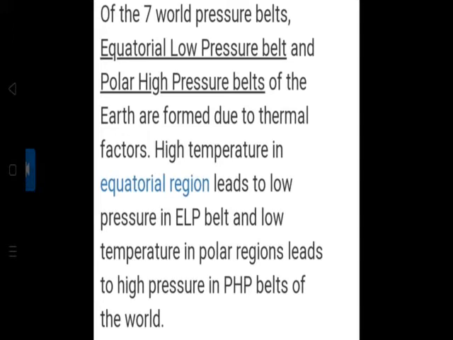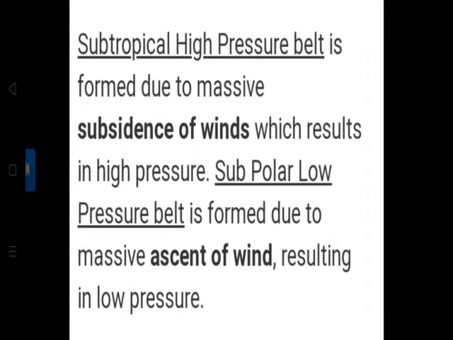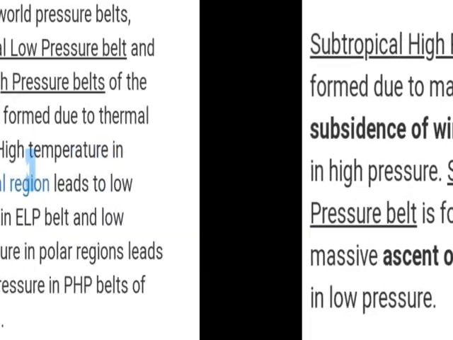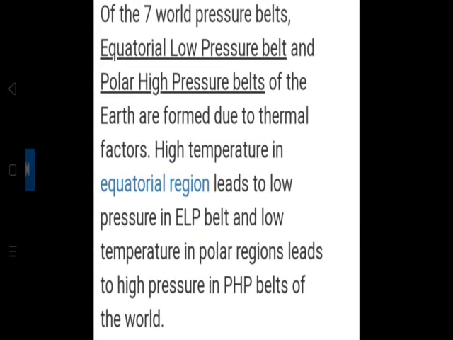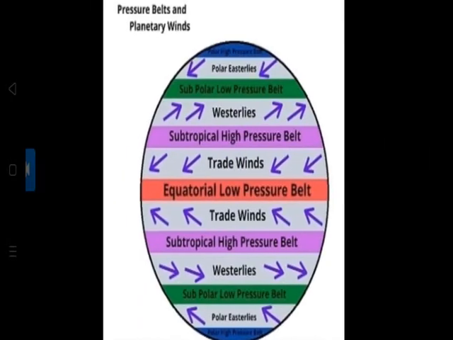High temperature in the equatorial region leads to low pressure in the equatorial low pressure belt, and low temperature in the polar region leads to high pressure in the polar high pressure belts of the world. Before I move on to the subtropical high pressure belt, let's understand the equatorial low pressure belt. What happens in the equatorial low pressure belt?